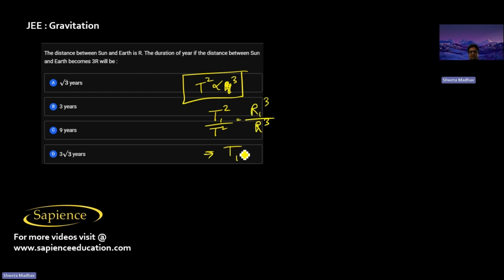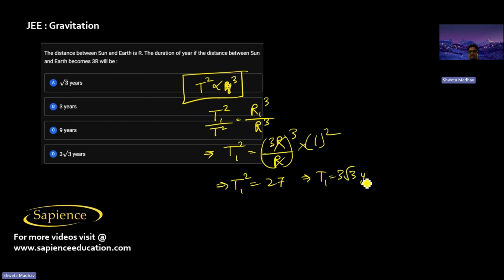So T1 square is equal to 3R by R whole cube into T square. T is 1 year, so 1 year whole square. So this is 27, so T1 square will be equal to 27 into 1, so 27. So T1 will be equal to 3 root 3 years. So the duration of the year, if the distance between Sun and Earth becomes 3R, will be 3 root 3 years. Option D is the correct answer.